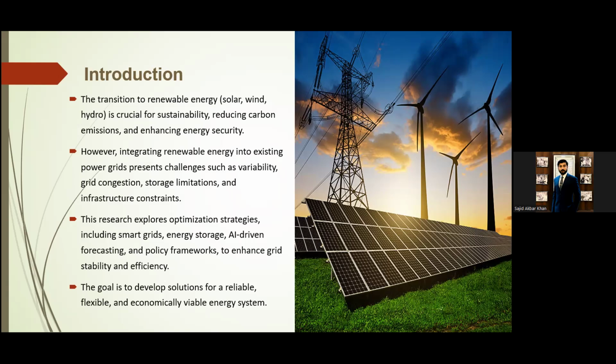There are a lot of advantages of integration of renewable energy into the grid. Despite these advantages, integrating renewable energy into existing power grids presents a range of technical, economic, and regulatory challenges. Unlike conventional fossil fuel-based power generation, renewable energy sources exhibit variability and intermittency, leading to fluctuations in power supply.